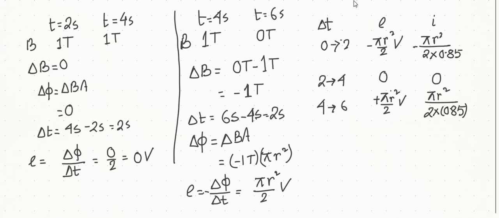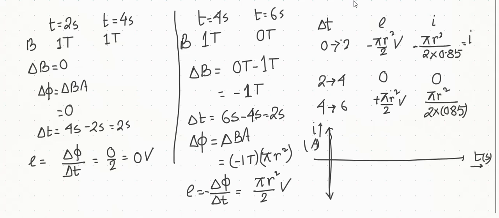Now if anyone wants to plot this, that is the current with time. This is the time and this is the induced current. Okay, along the y-axis, this is the current, obviously in ampere, and the time obviously in second. Now this value, if I consider this as I0, whatever value you calculate, that is pi r square divided by 2 into 0.85, where the value of r is 0.12 whole square.